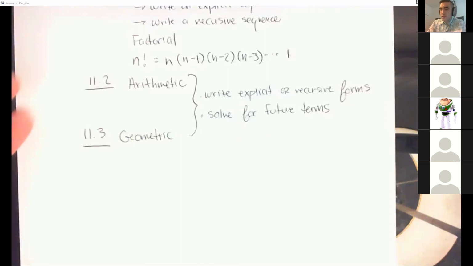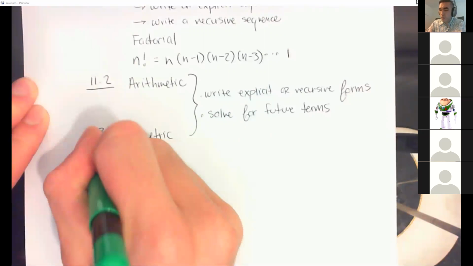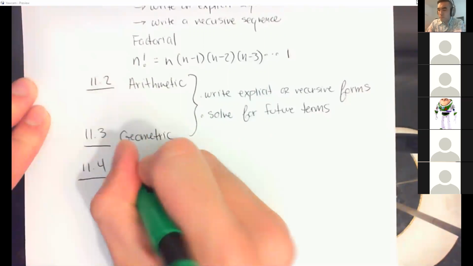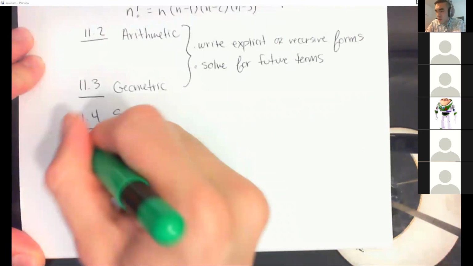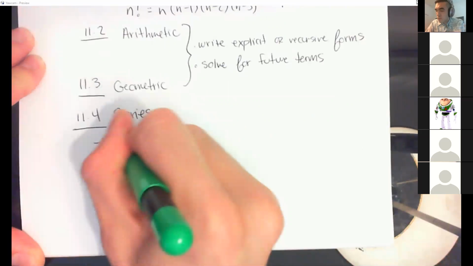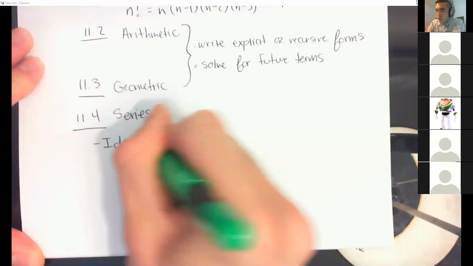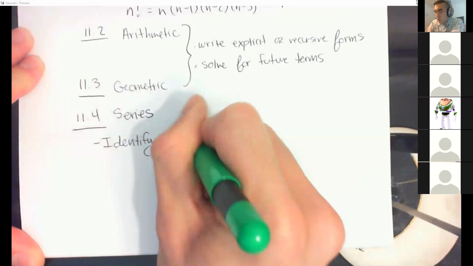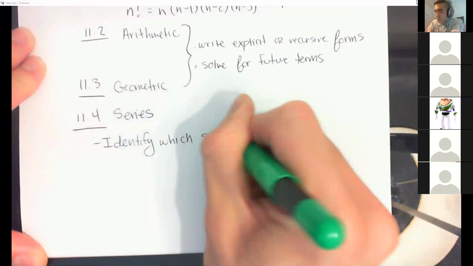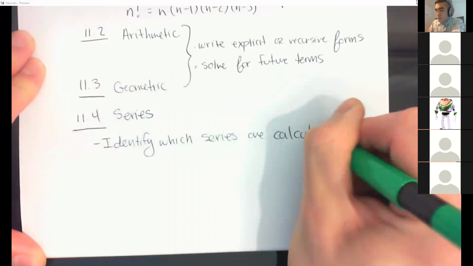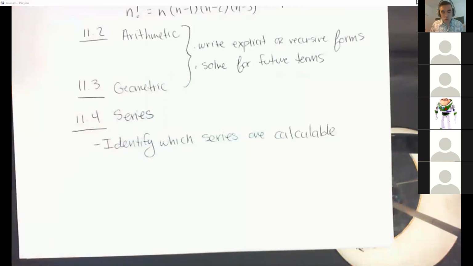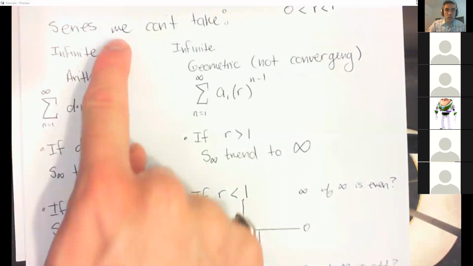And then past this, the other important thing is 11.4, series. In this, there are basically two skills: identify which series are calculable. That is to say, I will feed in a few series equations which cannot be done. So infinite arithmetic series cannot be done.